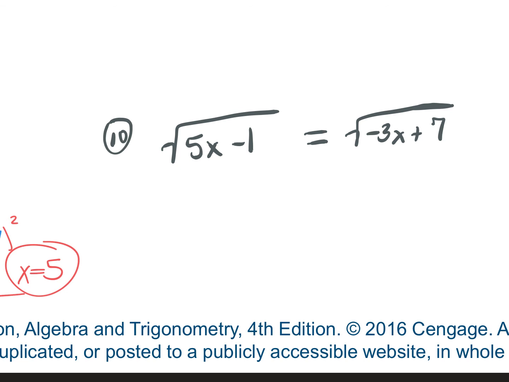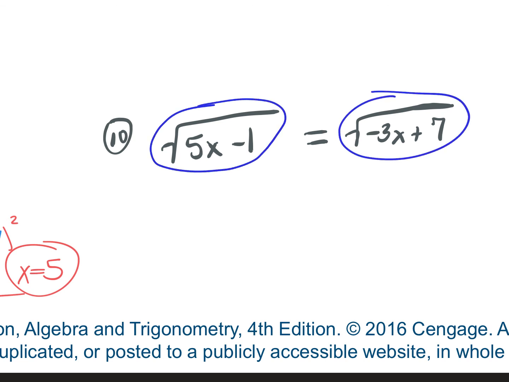All right, last one. What do we have to do when we have equations involving square roots? We have to isolate them. Good. Sean, you are on it today. They're already isolated. So what do I do? Just square both sides.